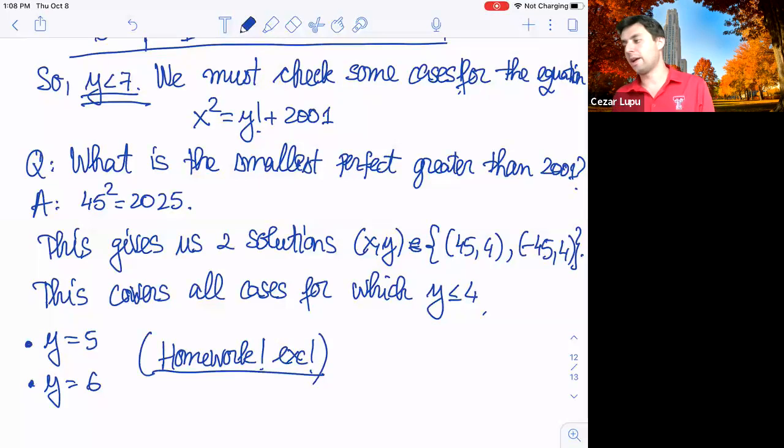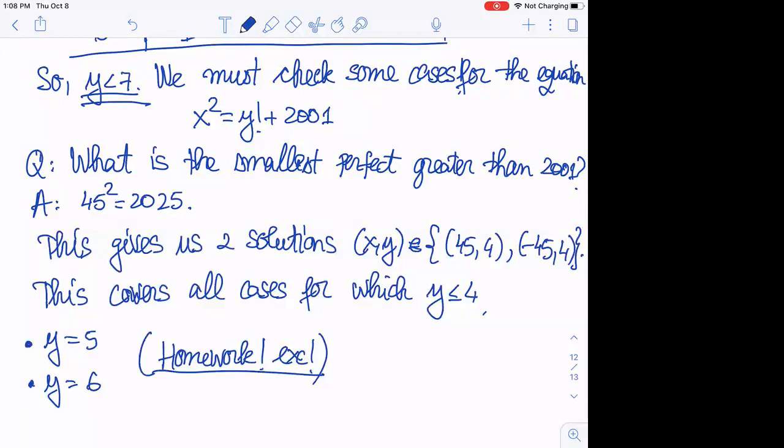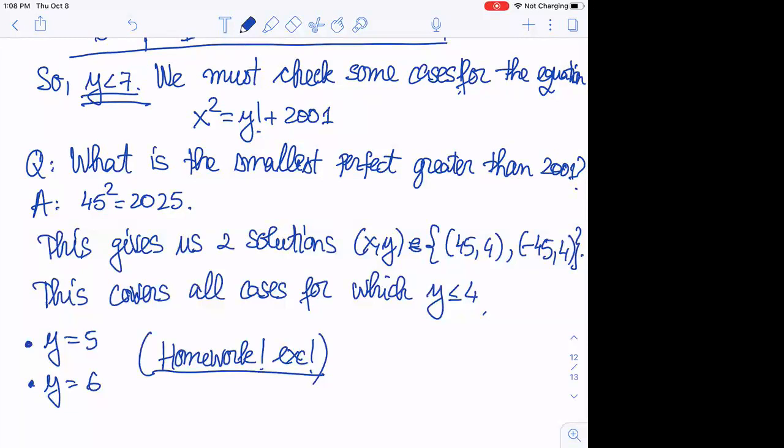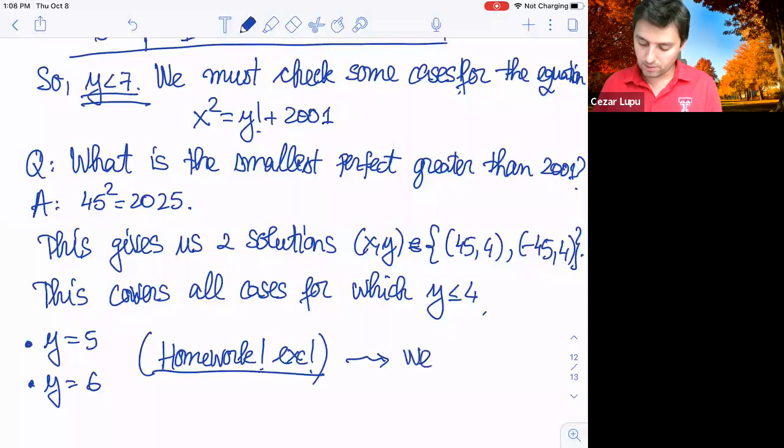You will see that for y equals 5, there is something going on there. It will give us that x squared is 2001 plus 5 factorial, which is 120. So 2121, right? Then you will see why this is not true. Okay, so we don't have any solutions. No solutions.